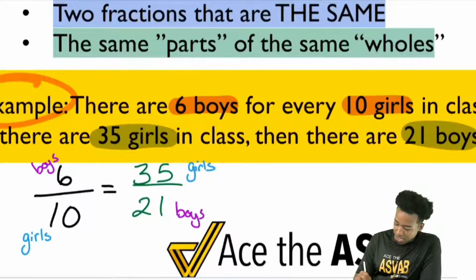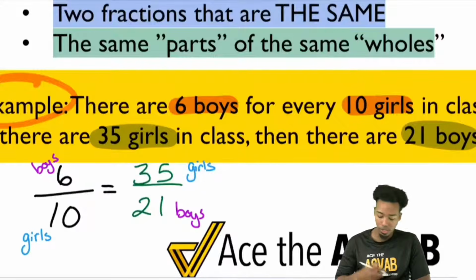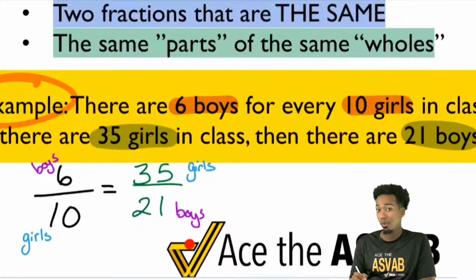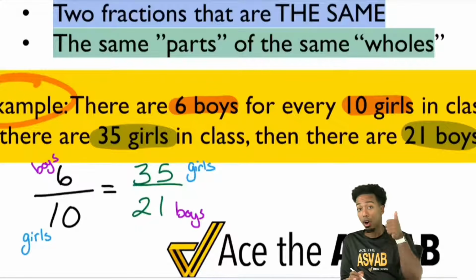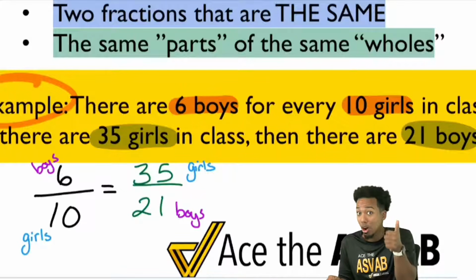Well, the problem is, again, you're not comparing the same things in the same way. Because look, on the left side, it's boys compared to girls. And on the right side, it's girls compared to boys. Are we comparing the same things, everybody? Yes. We are comparing boys and girls. We absolutely are. That's correct. But are we doing it in the same way?